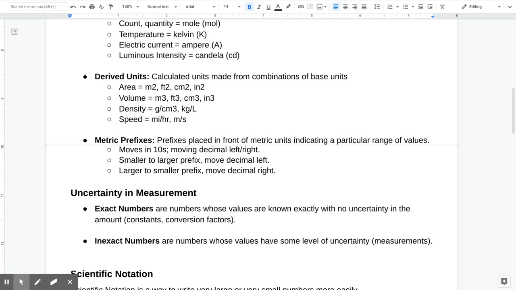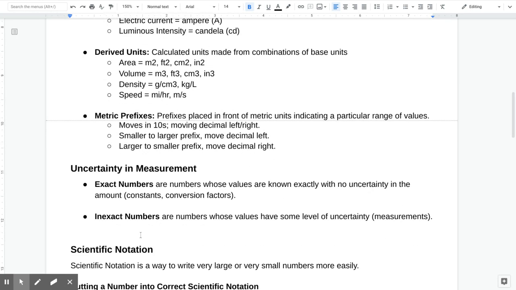Going from a smaller to a larger prefix, you move your decimal to the left. Larger to smaller prefix, you move your decimal to the right. That's pretty much what you need to know for the test coming up. There won't be a whole lot on metric prefixes. This is more of a reminder that these exist, and we're going to get into them later on down the road. So be prepared to use metric prefixes for, say, dimensional analysis.